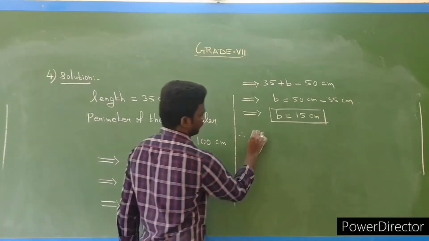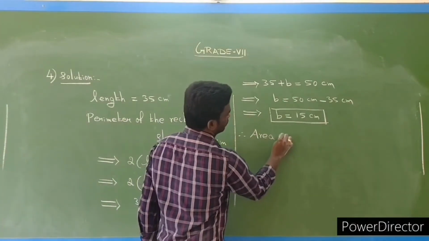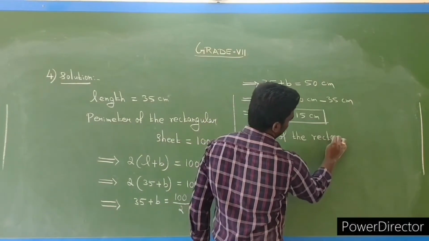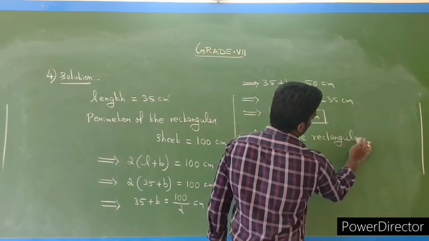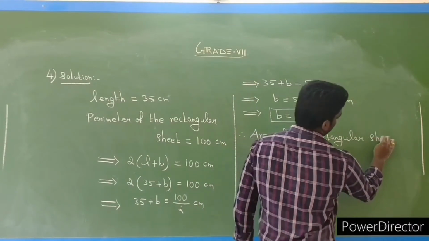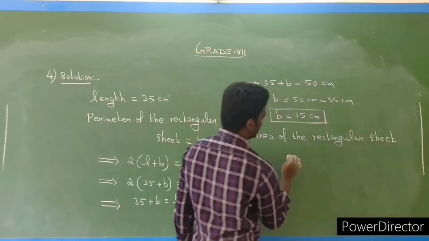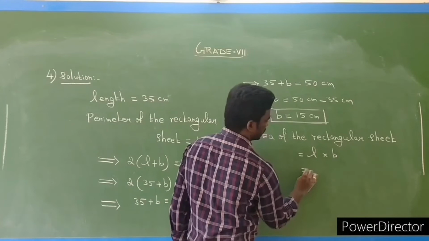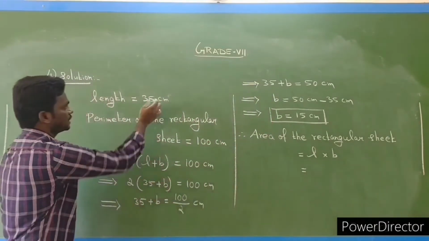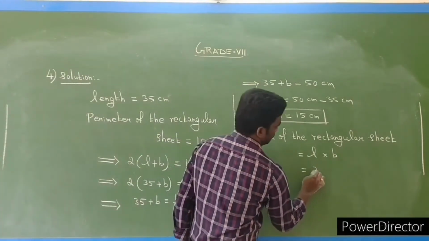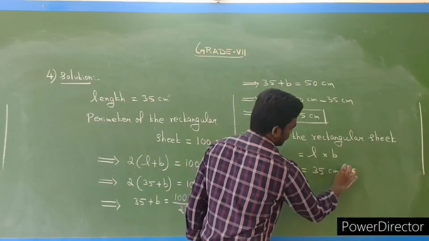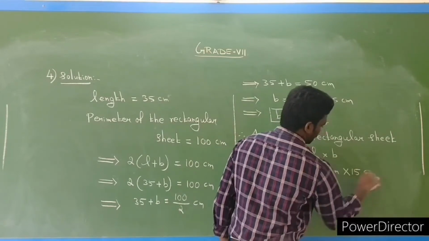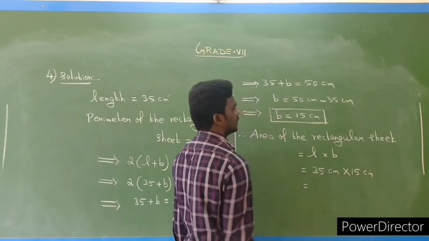Area of the rectangular sheet. So the area of the rectangular sheet is equal to L into B, which is equal to the length of the rectangular sheet, 35 centimeter, into the breadth of the rectangular sheet, 15 centimeter, which is equal to 35 into 15.